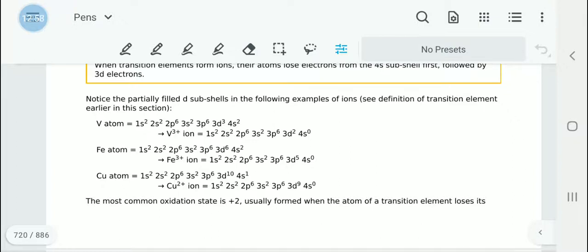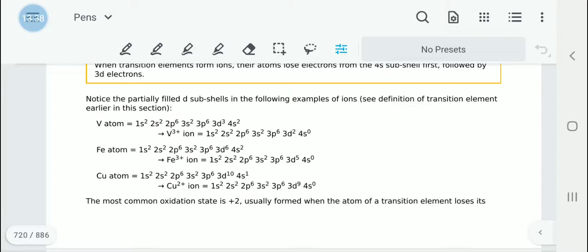When you go to the V3 plus ion, 3 electrons need to go. Now you know that the 4s2 should go first. And then because one further electron needs to go, that goes from the 3d orbital. So finally you have V3 plus: 1s2, 2s2, 2p6, 3s2, 3p6 and 3d2, and 4s0. Then iron is 3d6, 4s2. Then for the Fe3 plus ion, 4s2 is going to go away and another one from 3d is going to go.